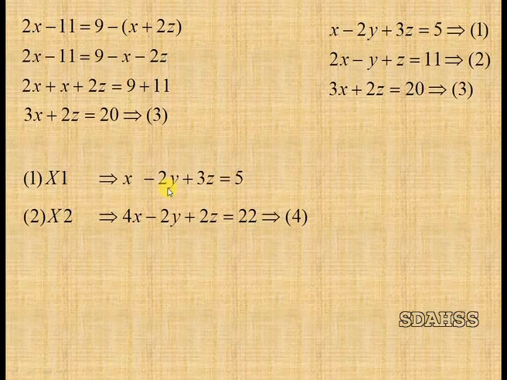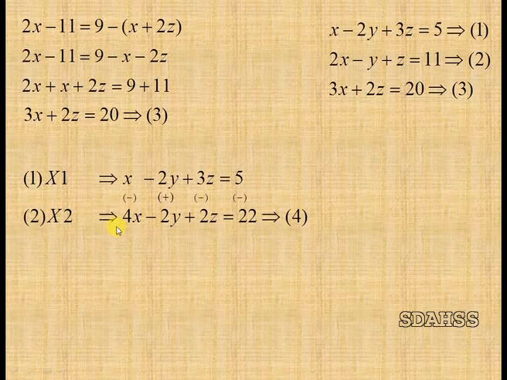In the first equation you keep it as it is: x - 2y + 3z = 5. In the second equation, multiply the second equation by 2. So you have 2x into 2, 4x - 2y + 2z = 22. Mark it as fourth equation.